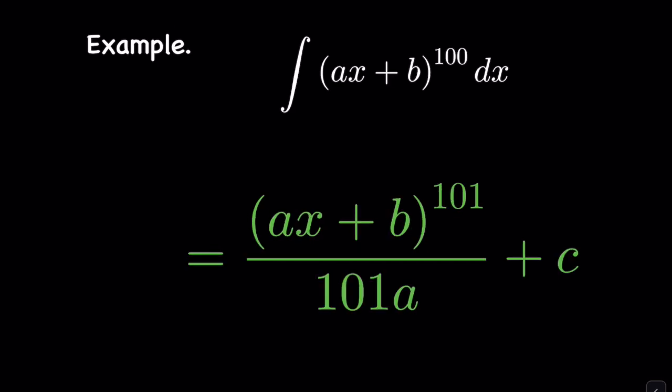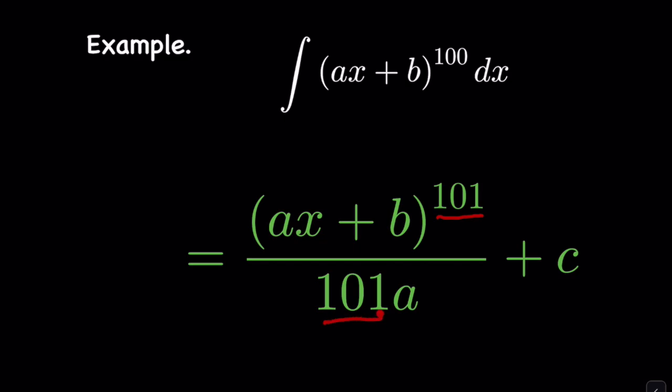Suppose we'd like to integrate ax plus b to the power 100. And notice that ax plus b is a linear function. It's some constant multiplied by x plus some other constant. So I can integrate this function the same way that I would integrate the function u to the power 100. The integral of u to the power 100 is u to the power 100 plus 1 divided by 100 plus 1. And so the integral of ax plus b to the power 100 is going to be ax plus b to the power 100 plus 1 divided by 100 plus 1.